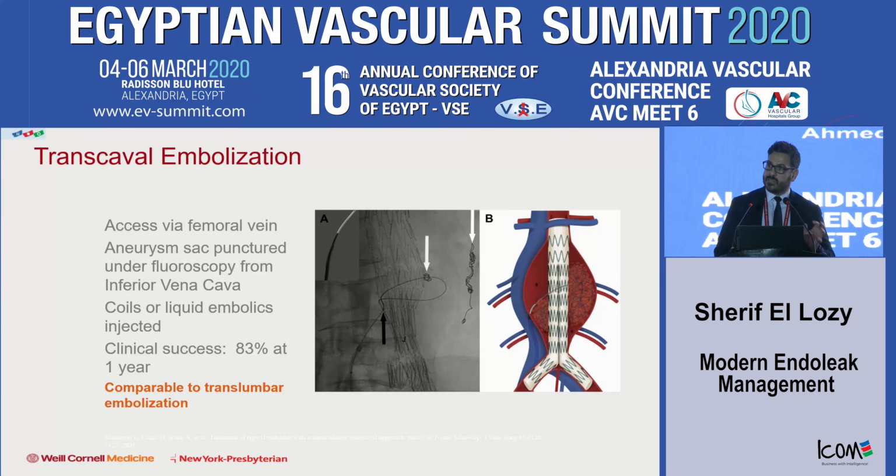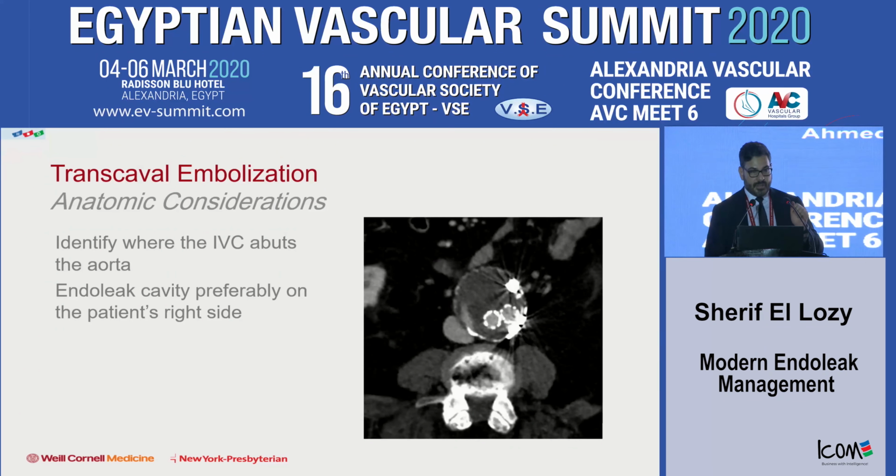What we've gone to in our center is we've embraced transcaval embolization because we found it a little bit easier to do in terms of the patient positioning. You go with a Rosch-Uchida set through the vein, through the cava, and it's especially favorable if you can see that the nidus of the sac is towards the patient's right, and the IVC and aorta are coapting each other.